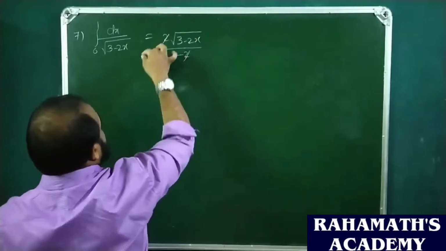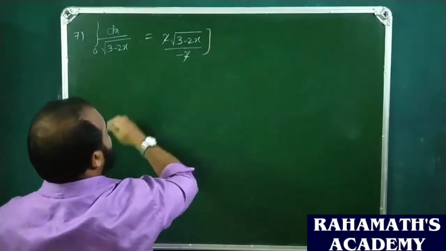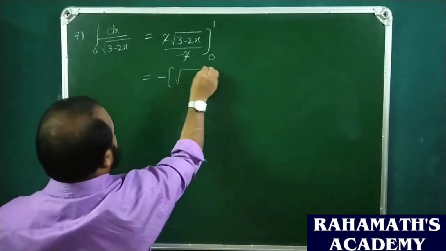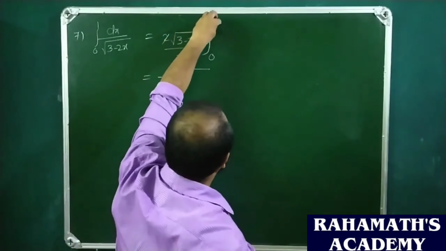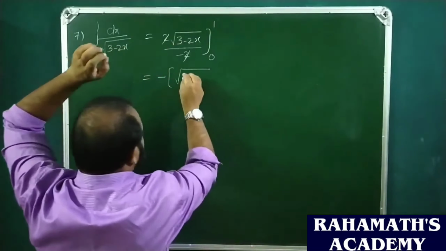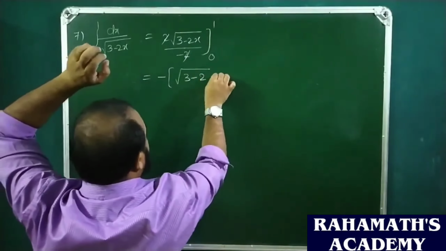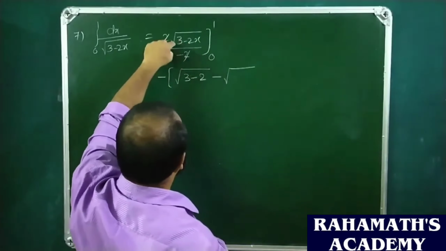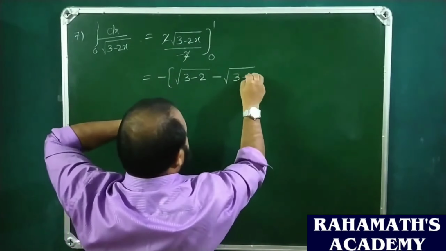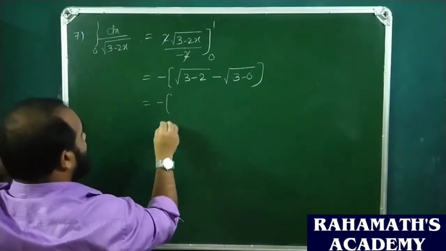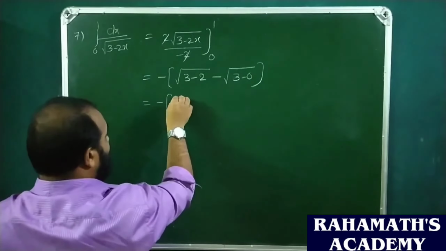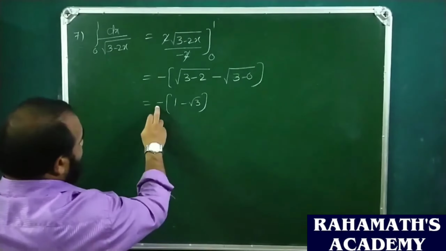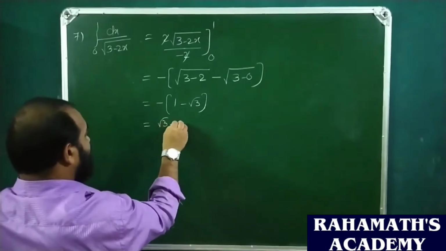So 2 gets cancelled. Since the process of integration is over, 0 to 1 is to be written here. So minus square root of, in this function apply the upper limit. So 3 minus 2 ones are 2, minus, in the place of this x, substitute the lower limit. 3 minus 2 into 0, so 3 minus 0. So this is equal to 3 minus 2 is 1 under root, so 1 minus root 3. So minus into minus is plus, so root 3 minus 1.